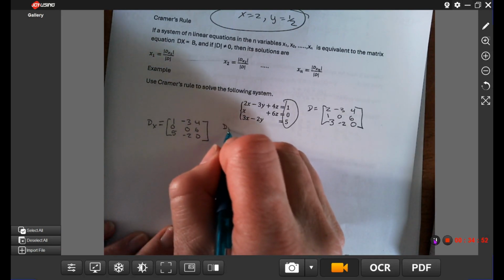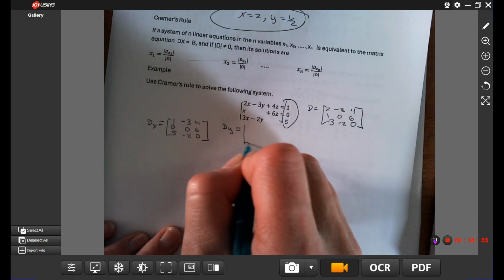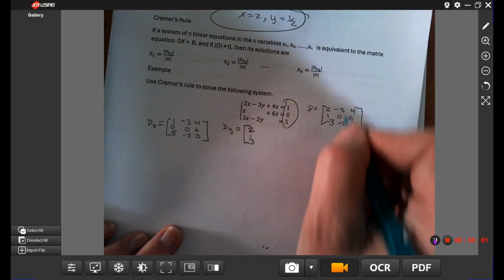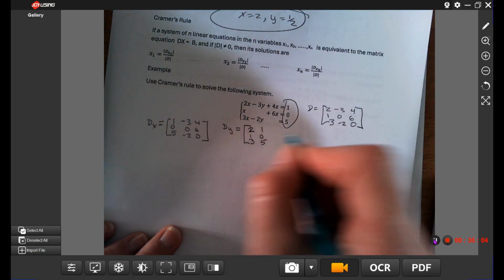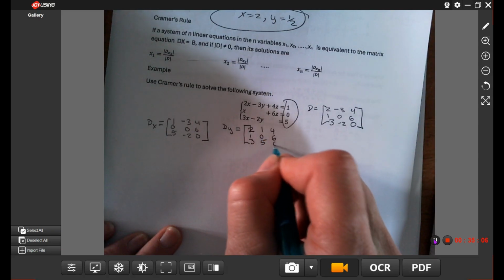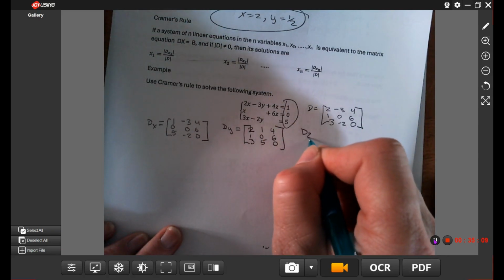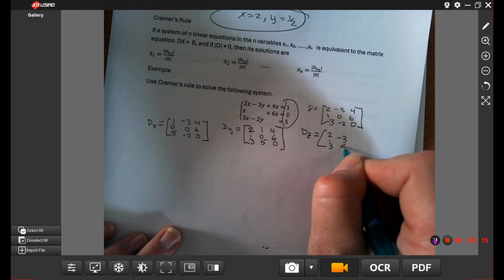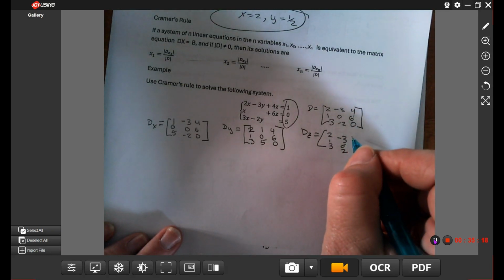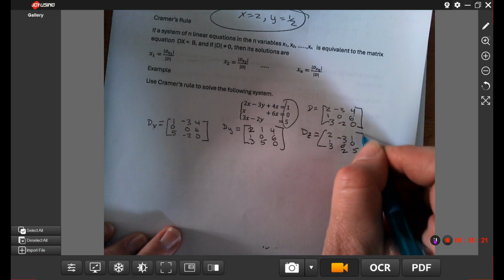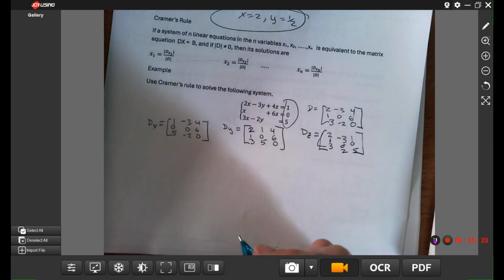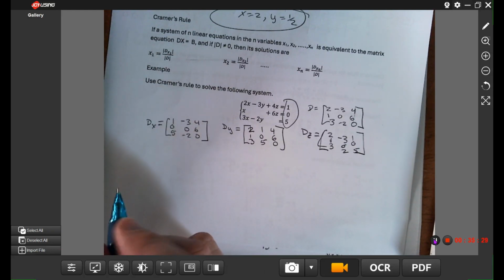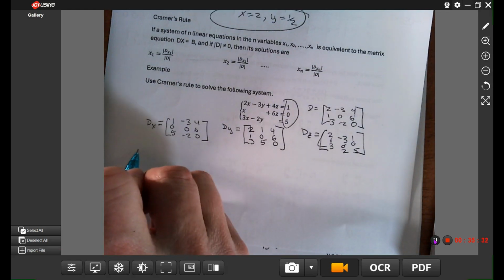D sub y, I leave the first column the same, replace the middle column with the solutions, leave the last column the same, and d sub z, I leave the first two columns the same and swap the last column with the solutions. Got a little sloppy there, but I hope you can tell what I wrote. And now we're ready to find the solution. So we need the determinants of all of these.